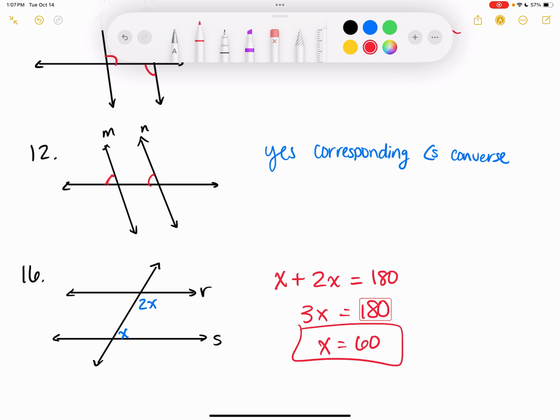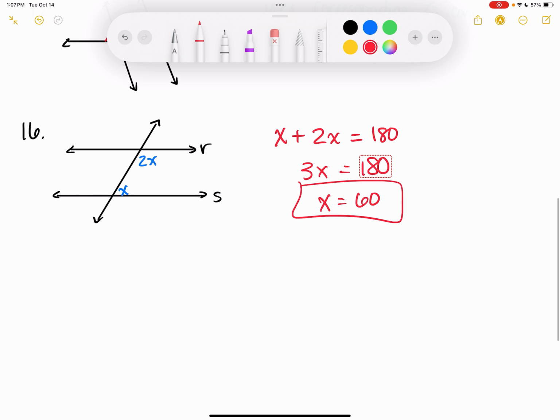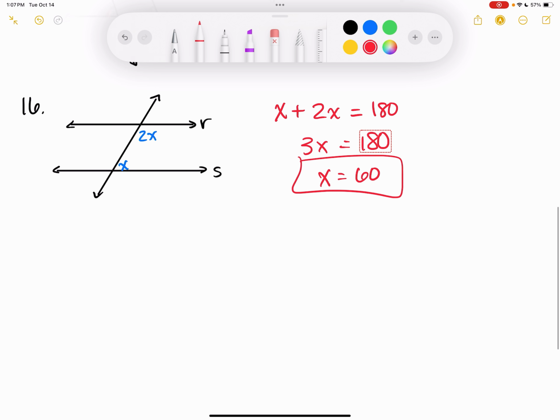So if x is 60, then R and S are parallel lines. Do we have to write that? No. I'm just explaining why it has to be that way. Number 18.